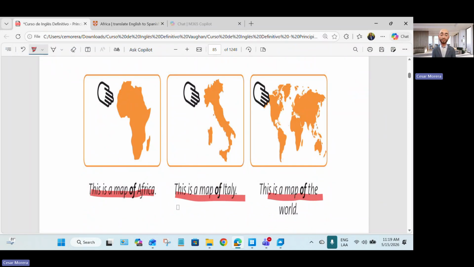This is a map of Italy. This is a map of the world. This is a map of Africa. This is a map of Italy. This is a map of the world.